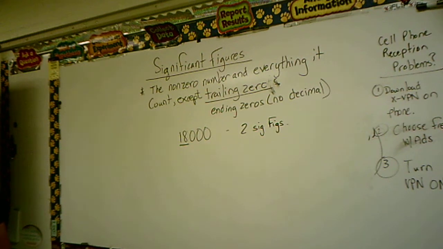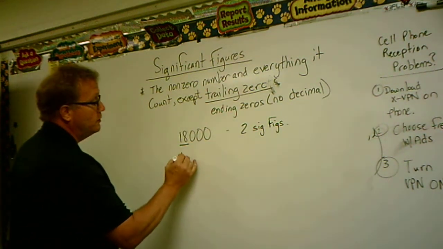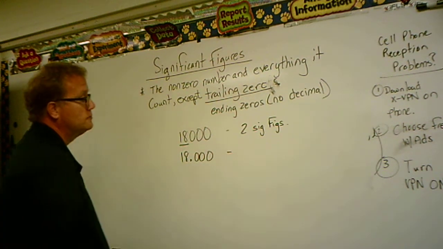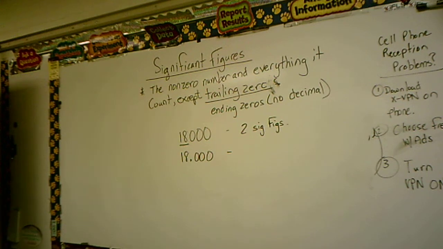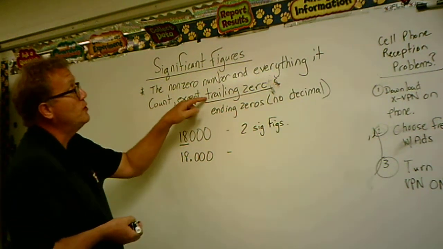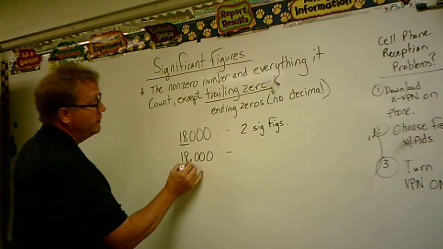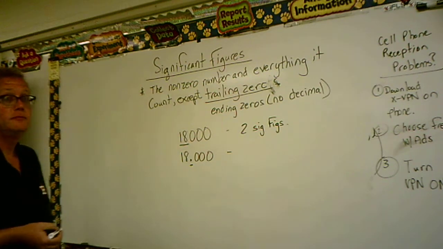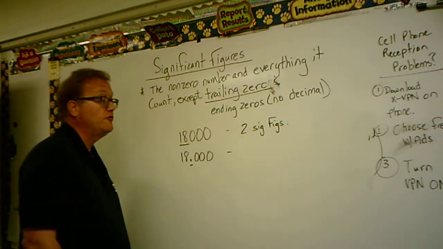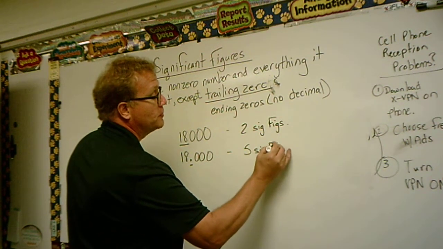What if I want to make them count or change it to a different number? Well, let's say I want to put the decimal here. Ending zeros with no decimal is qualified as this. This is no longer that. That guy here makes them all count. So instead of having two significant figures, I just made it so we have 5 significant figures. I just call them sig figs.